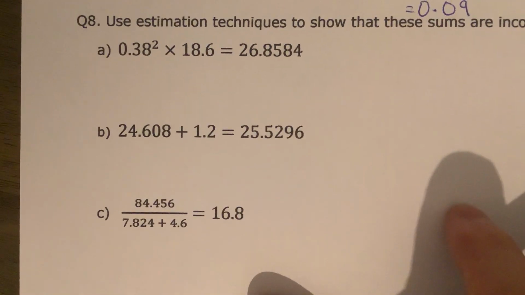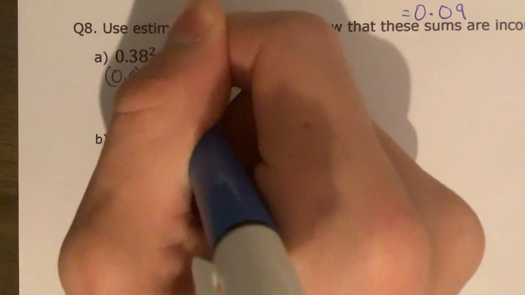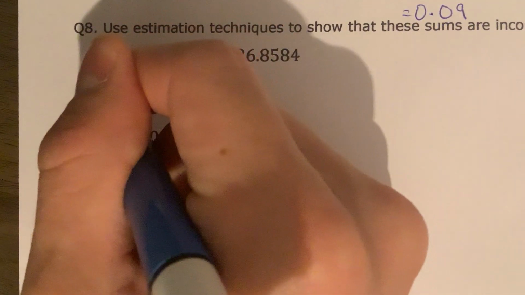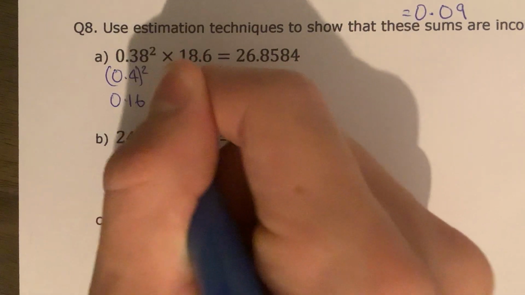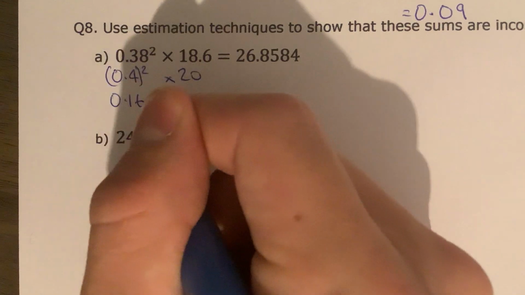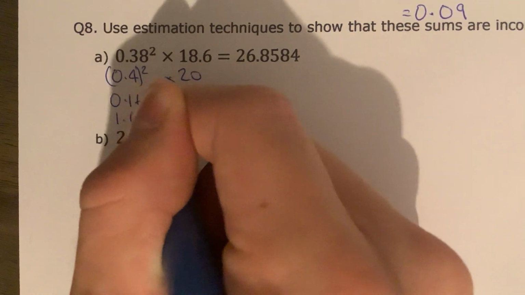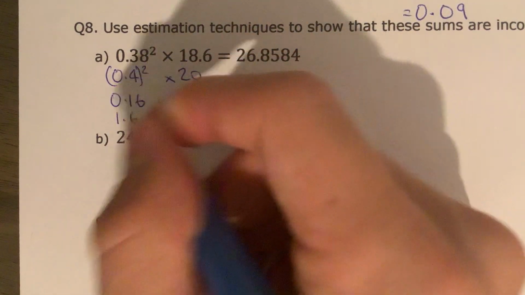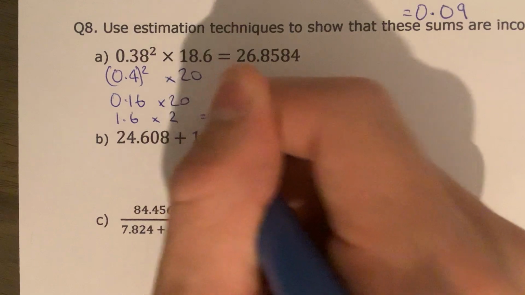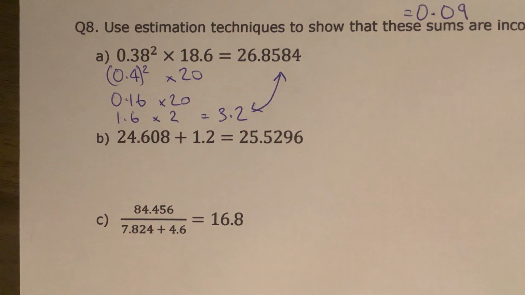Show that these are incorrect. So 0.4 squared multiplied by 20. So 0.4 times 0.4 is 0.16, times by 20. So 0.16 times 10 is 1.6. Okay, then times that by 2. So I've times it by 10 to make this, then times it by 2. That gets me 3.2. Shows that that's incorrect.